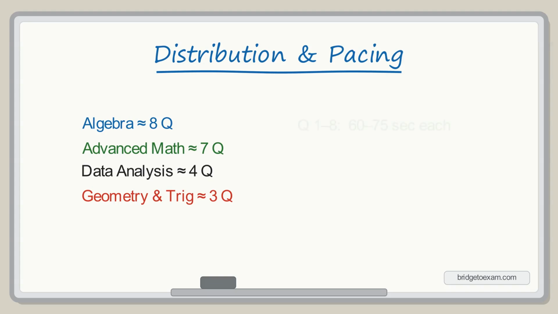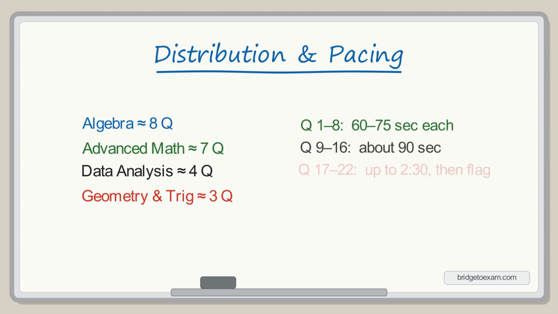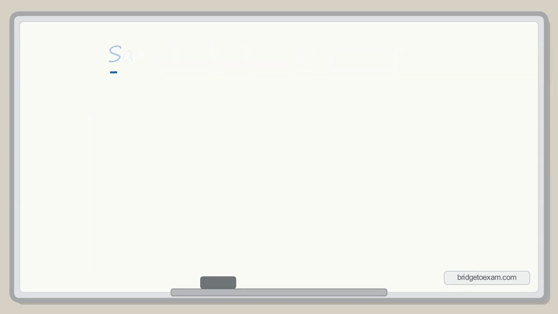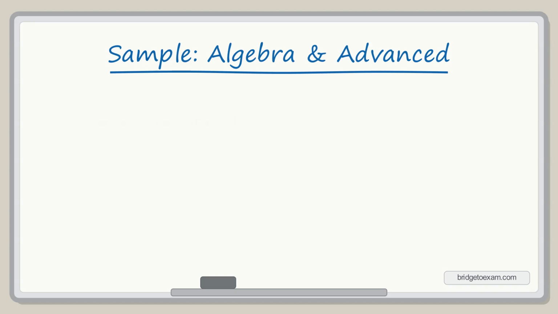Pace yourself unevenly. Move quickly through the early questions. Give the middle ones about 90 seconds. Allow the hardest up to 2.5 minutes before flagging. And keep your last 5 minutes for flagged questions and blanks. Let's sample one question per domain.